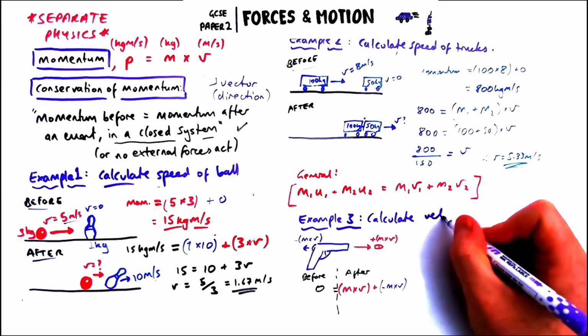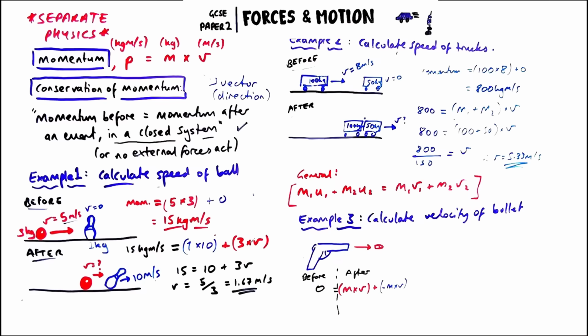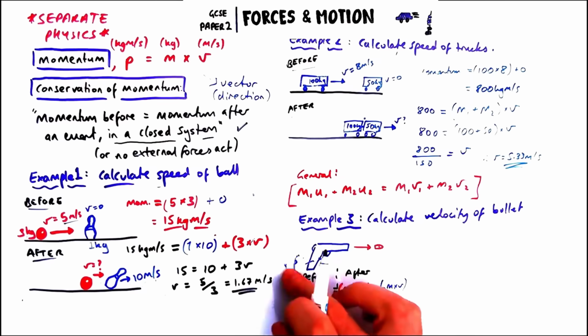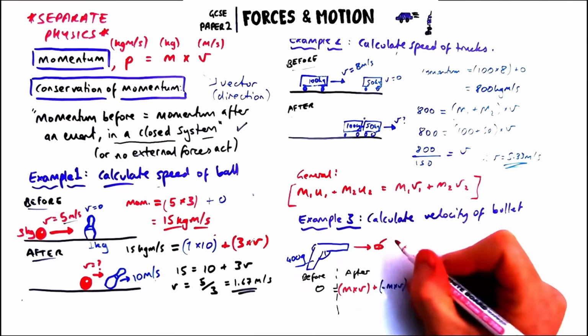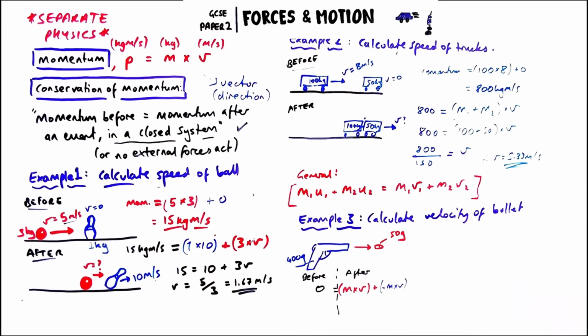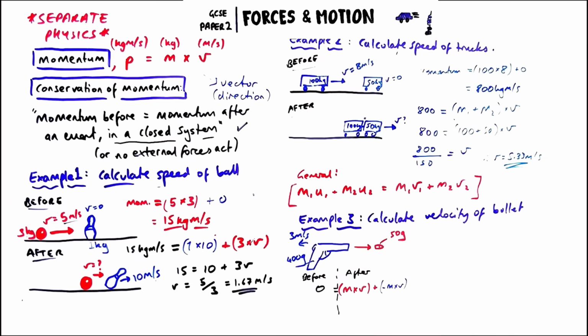Let's finally work out the velocity of the bullet if we know the velocity of the gun recoil and the masses of the two objects. So let's say the bullet is 50 grams and the gun is 400 grams and the recoil velocity of the gun is 3 meters per second. The bullet we don't know.